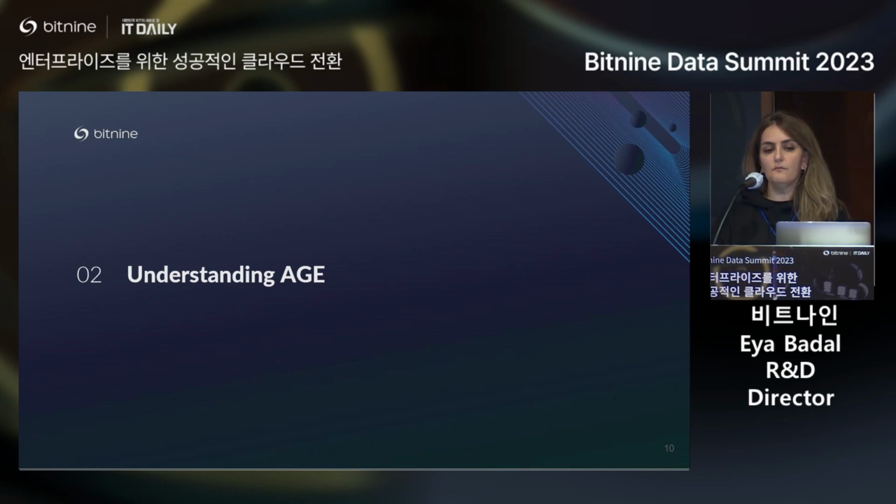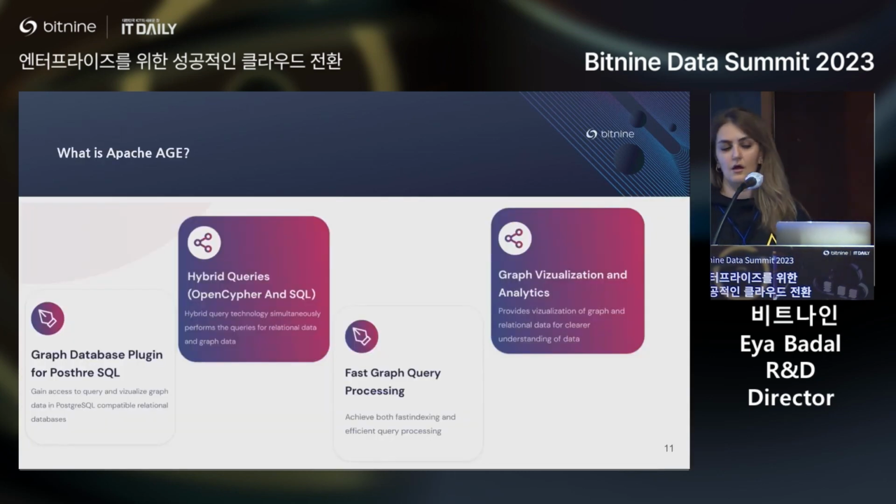Okay, now let's dive more technically into Apache AGE. So Apache AGE, what is it? Let's take a look at it more. Apache AGE is a plugin that adds graph database features to PostgreSQL. It stands out by letting you use both OpenCypher and SQL together, in hybrid queries. And with Apache AGE, searching through connected data is super fast.